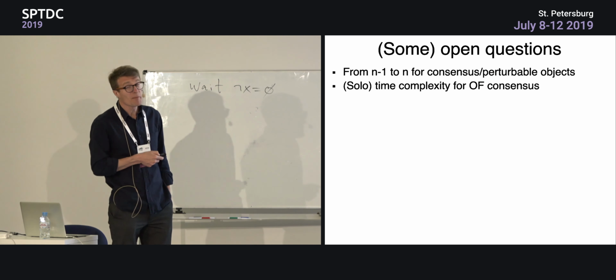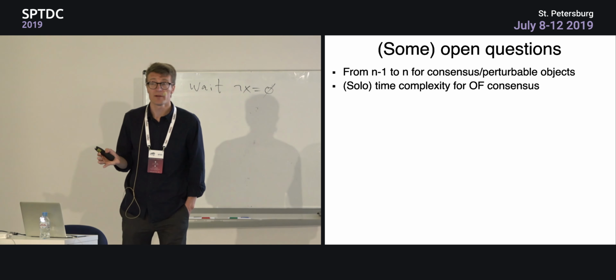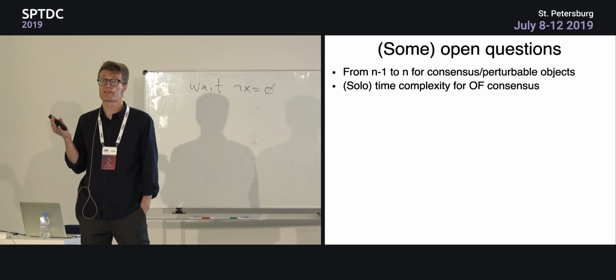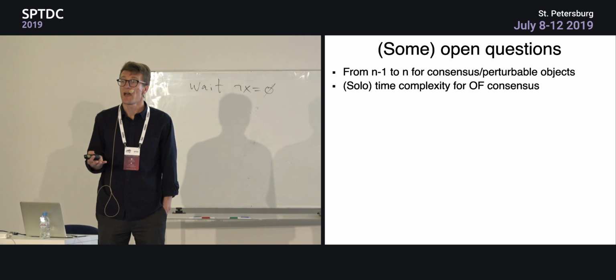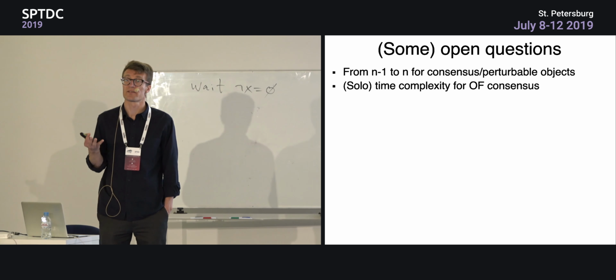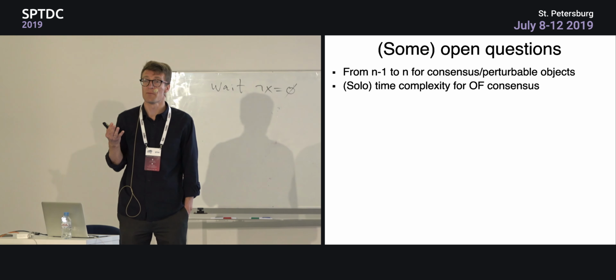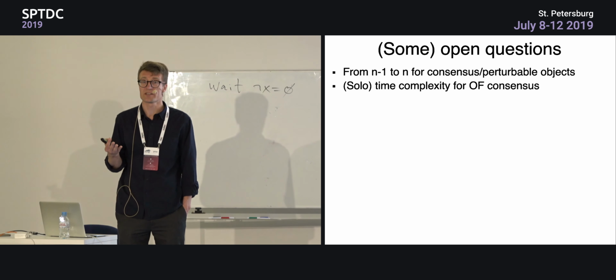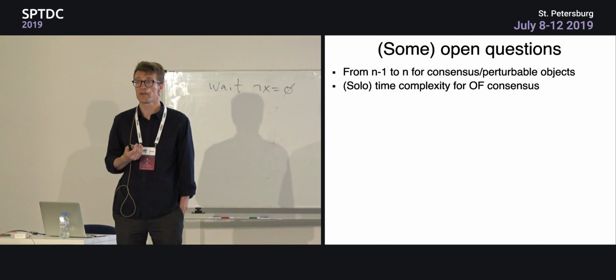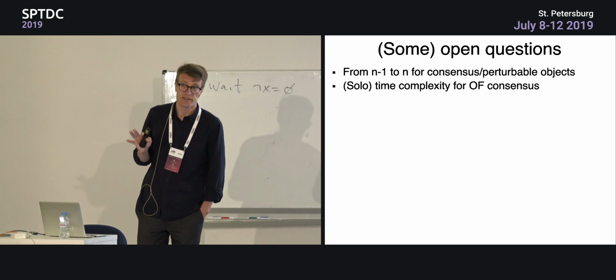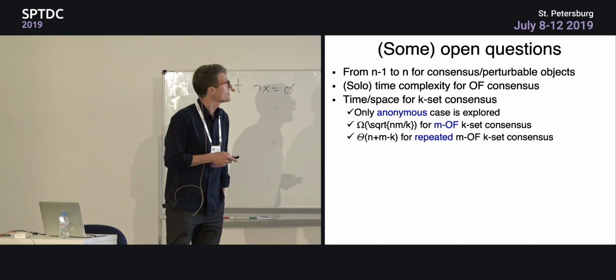Okay, so the time complexity for abstraction-free consensus is still open. We proved a lower bound on space, and there is a very strong suspicion that to complete an operation in the worst case in the abstraction-free consensus algorithm, you need n steps, but this is not yet proved.